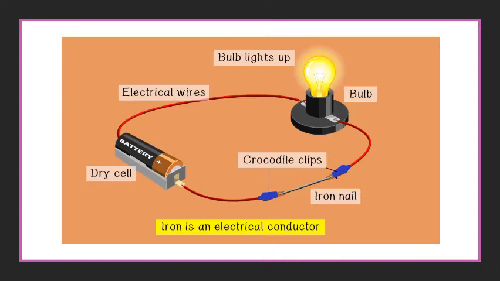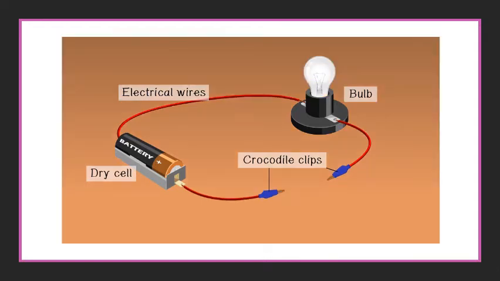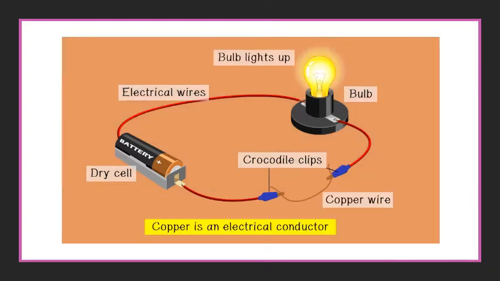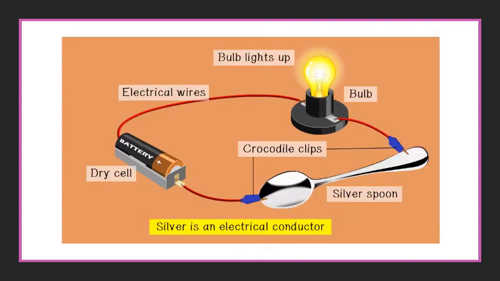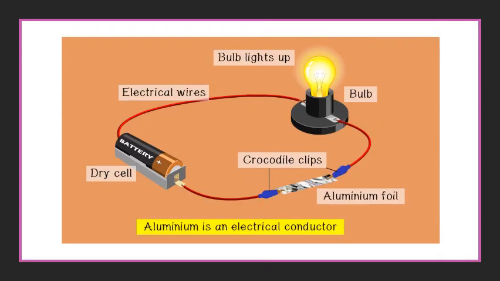This is similar to the switch being pressed and the bulbs lighting up in the room. All metals are conductors of electricity. Examples of metals that conduct electricity are copper, silver, and aluminium.